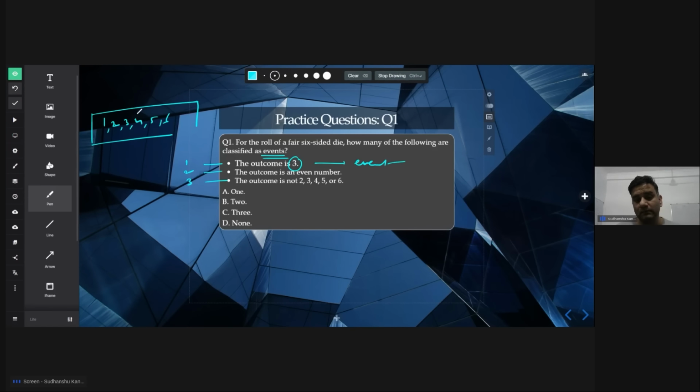Second: the outcome is an even number. Yes, that is an event. Third: the outcome is not 2, 3, 4, 5, 6. The total things are 1, 2, 3, 4, 5, 6. Outcome is not 2, 3, 4, 5, 6 means you cut those and you're talking about 1 only. So yes, that's also an event. So all three are events, so the answer is three. Moving on, guys.